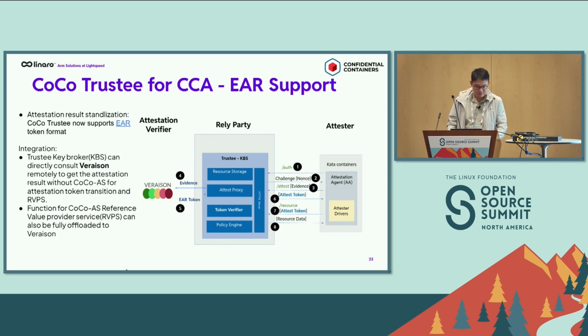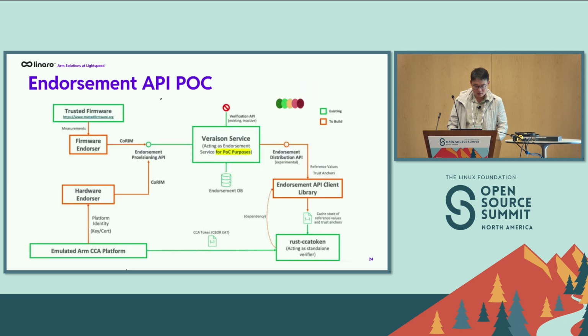Also, Verizon has an overlap with Coco in the reference value provider. The reference value appraisal has already been done by Verizon, so they don't need to do it twice in the reference value provider part. So after we adopt the EAR, we can get rid of this part. Okay, so this is the EAR support, and we can think about either way.